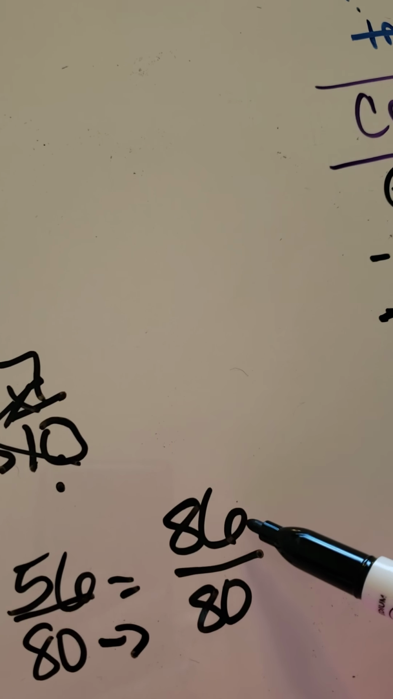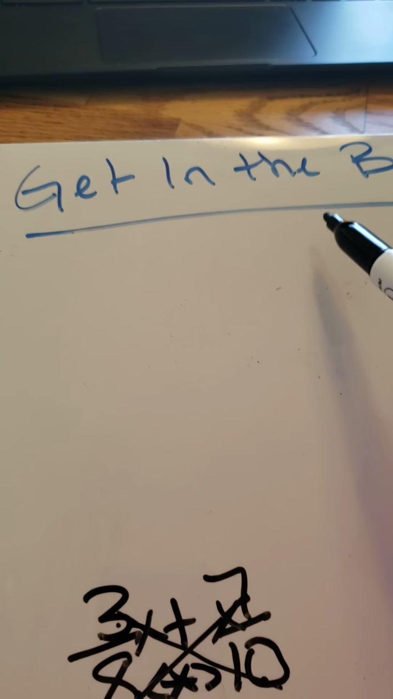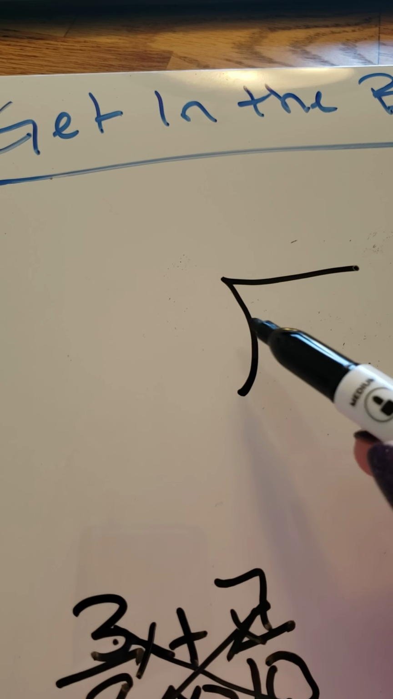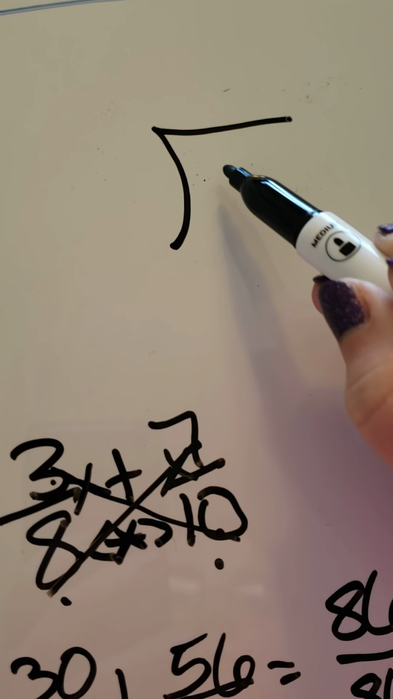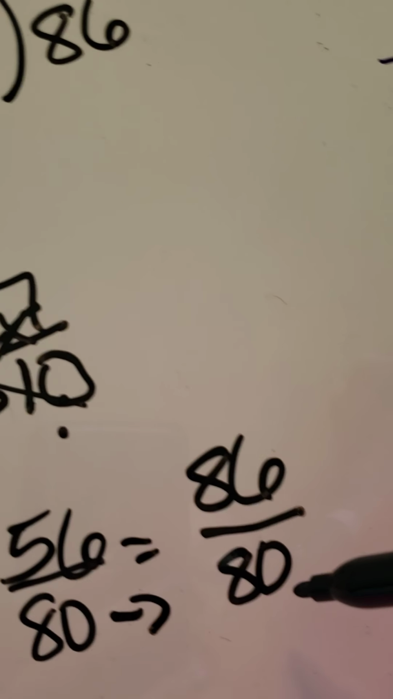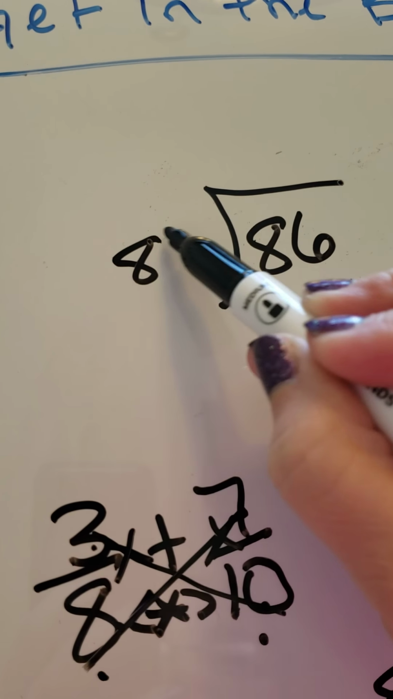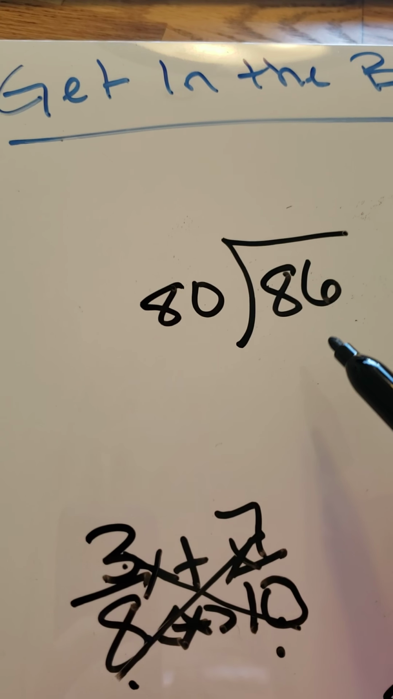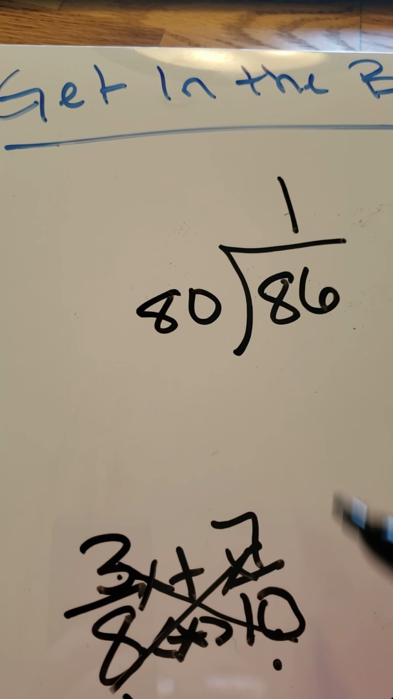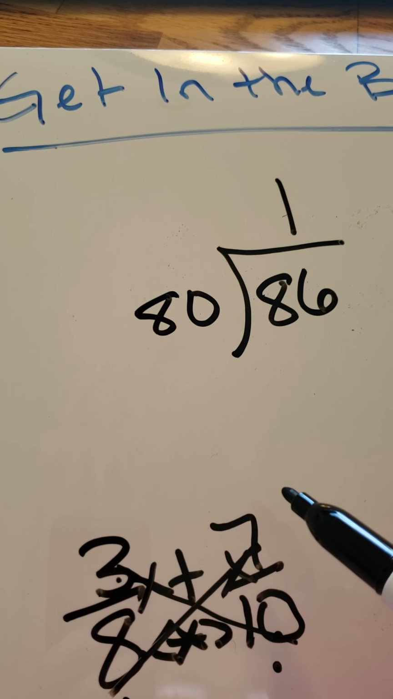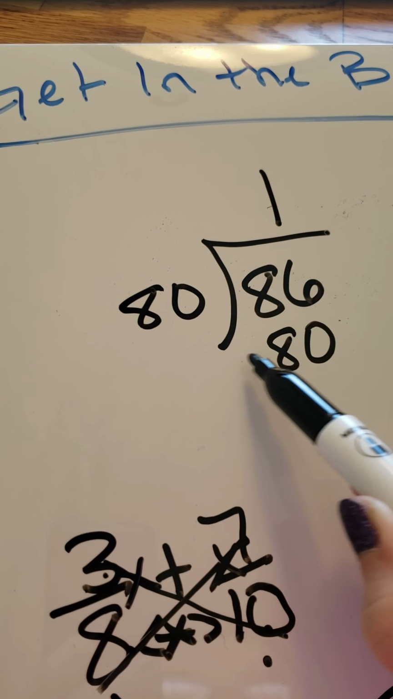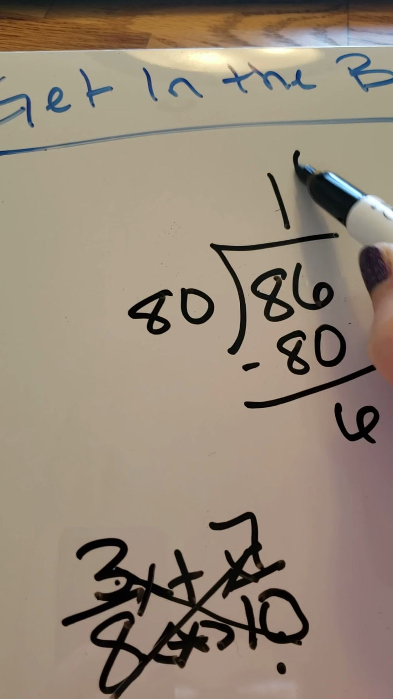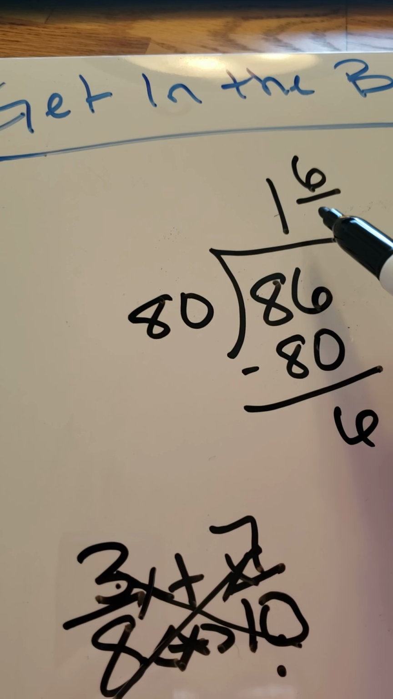Oh no, so 86 must get in the box. Who's naughty? 86. 80 is my denominator. It's the good guy. Can 80 go into 86? Yes, one time. 80 times 1 is 80, subtract, I get 6. 6 is my good number, goes to the top, over 80.